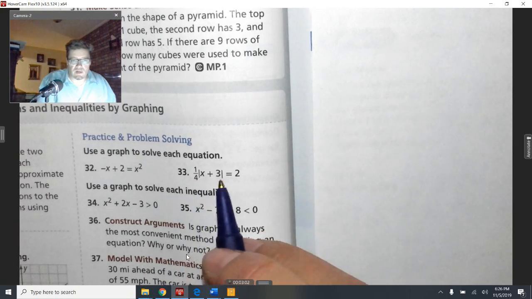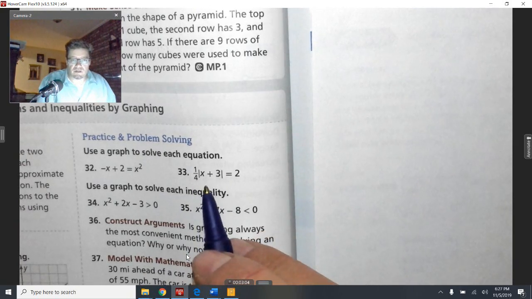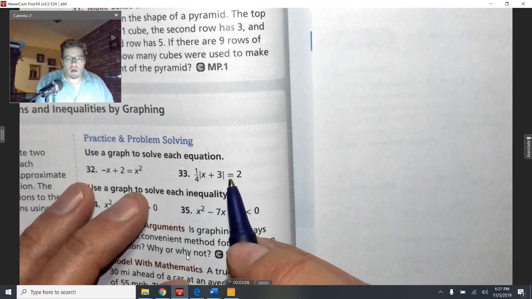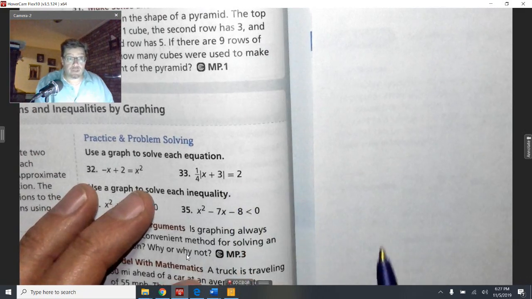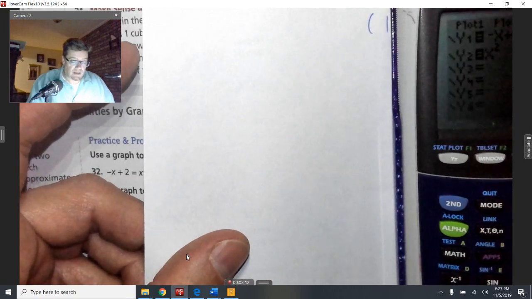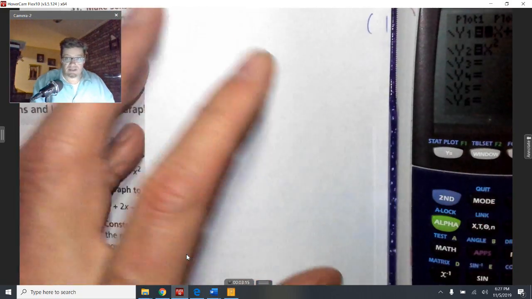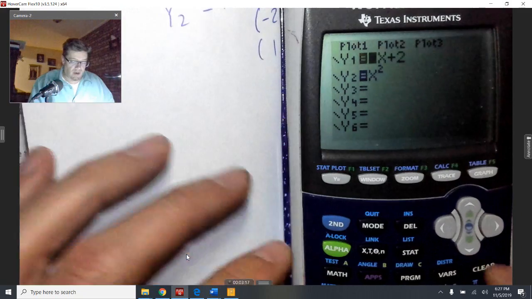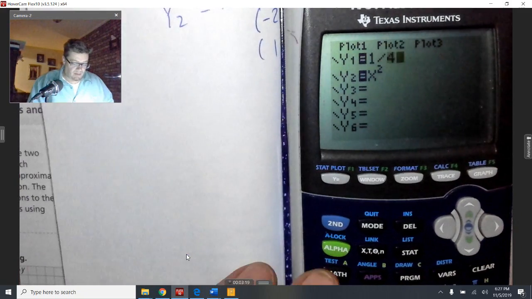Now 33 is going to be the same process. What I'm trying to do is see this absolute value function and where it crosses the constant function 2, which should be a flat line. So I'm going to go back to y equals, up here at the top by the graph, and graph it. It is 1 divided by 4.